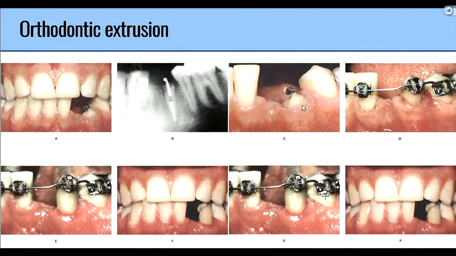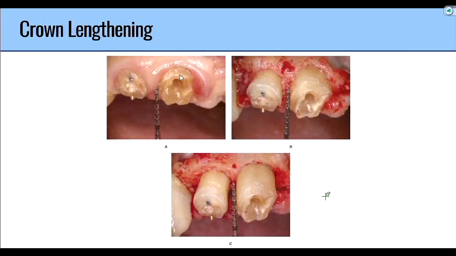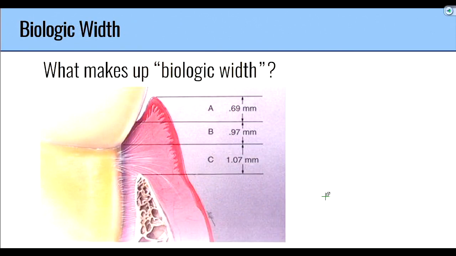Okay, so here are some pictures that depict that. You basically pull the tooth up for extrusion, and now the tooth looks longer than what it started with. Alternatively, you can flap back the gums, remove the bone, and then suture it back up, and then the biologic width reestablishes, and then this tooth will look longer. So the crown has been lengthened.